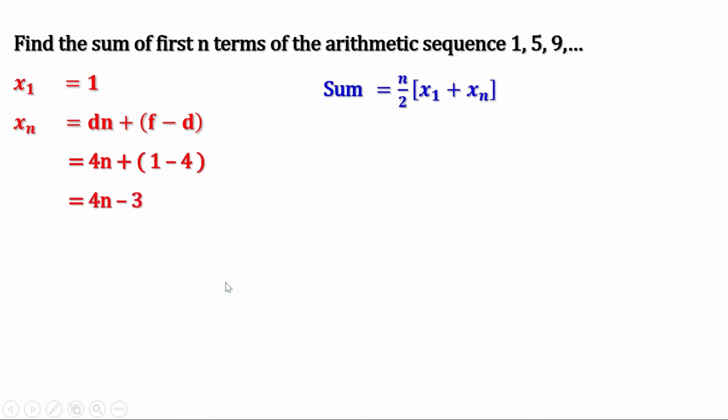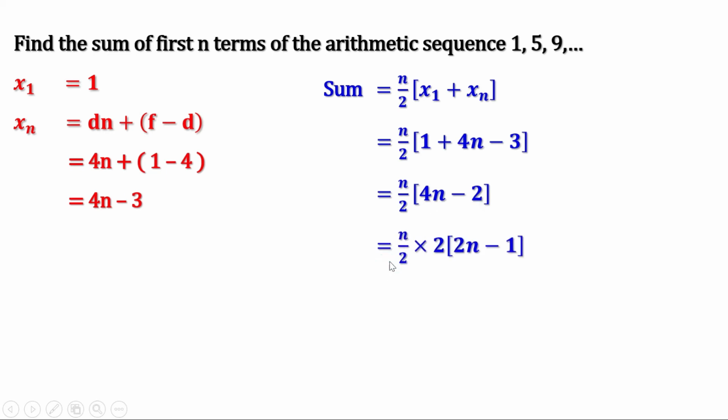Now the sum of n terms is equal to n by 2 into x1 plus xn. That is n by 2 into 1 plus 4n minus 3. 1 minus 3 is minus 2. So we can write it as n by 2 into 4n minus 2. 4n is 2 into 2n and 2 is 1 into 2. So we can take 2 outside and we can write n by 2 into 2 into 2n minus 1. 2 and 2 can be simplified. So we get n into 2n minus 1. Multiplying, we get 2n square minus n.